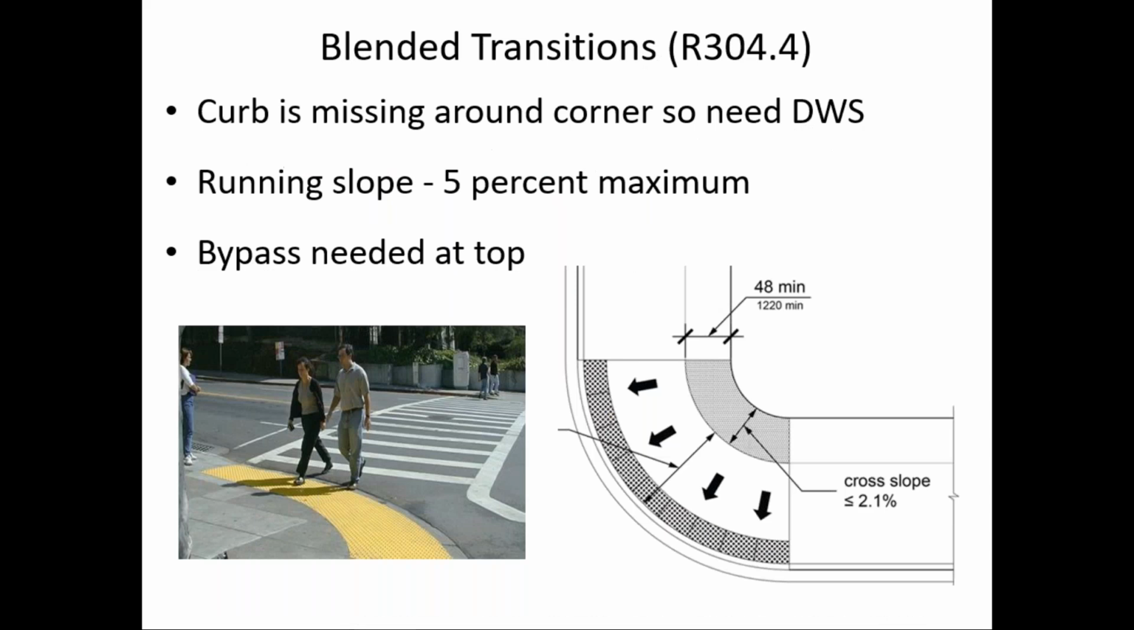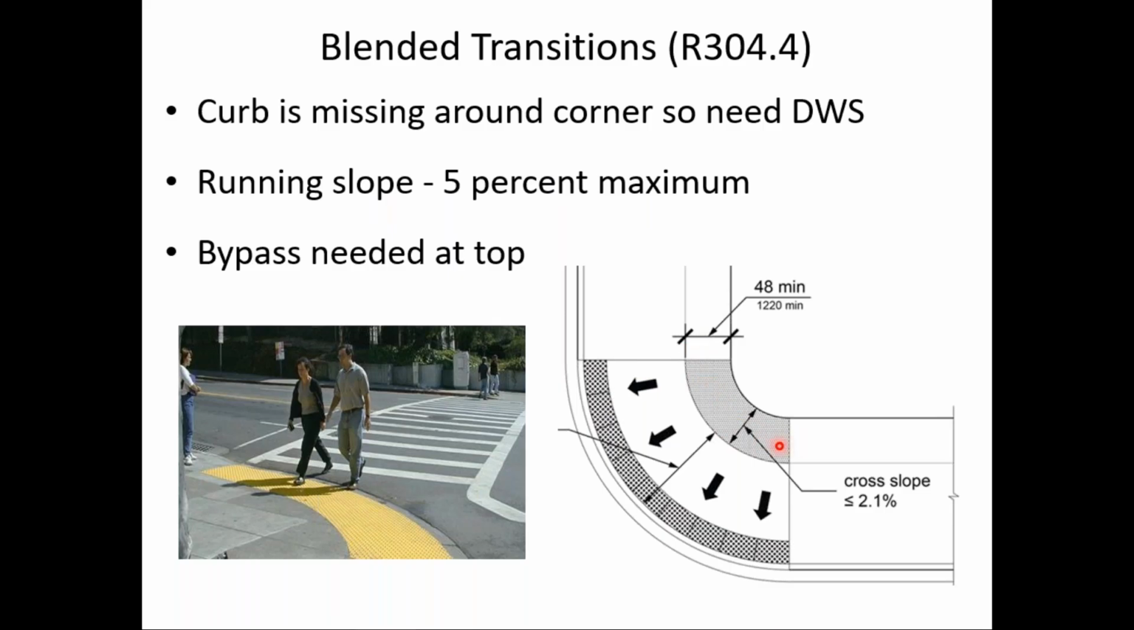So those are the two types of curb ramps, parallel and perpendicular. The third type of sidewalk to street transition is what's called the blended transition. And you'll notice the curb is missing all around the corner. So we need detectable warning surface. And the running slope is 5% maximum. And the final rule emphasizes that we need what they call a bypass at the top.